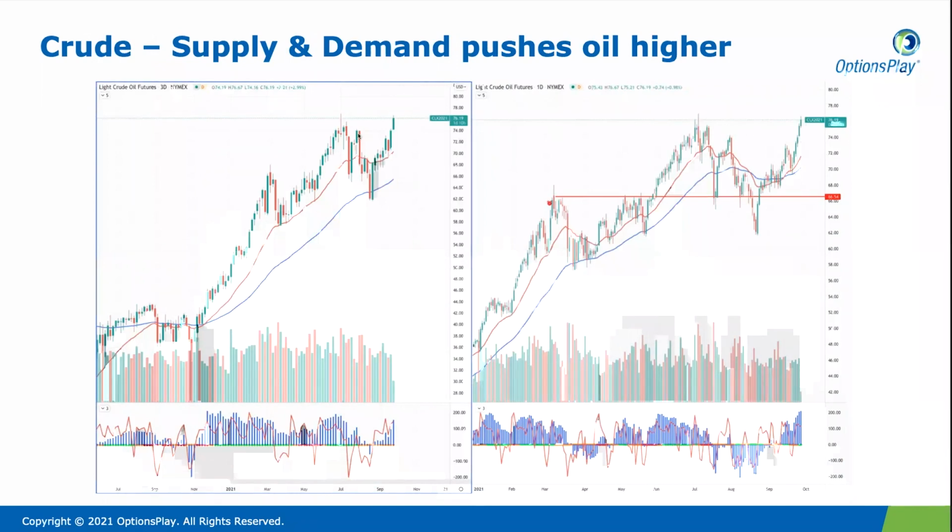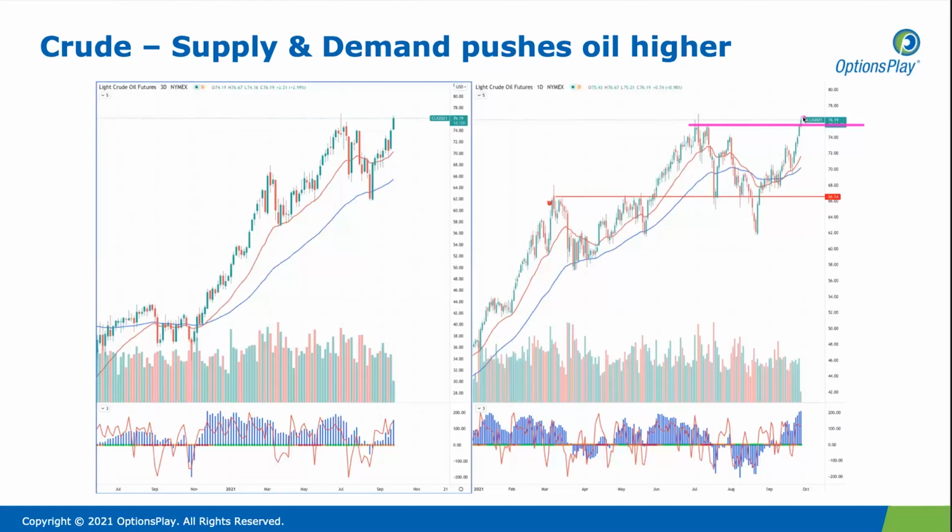But we have seen crude, on the flip side, move substantially higher. And this is more based on supply and demand. We're starting to see some increased demand for crude, especially as electricity needs across the world are starting to increase here. We've seen supply constraints in both the UK and China.